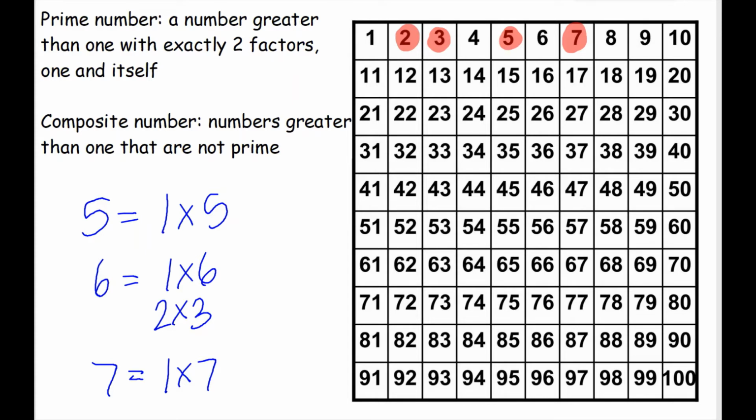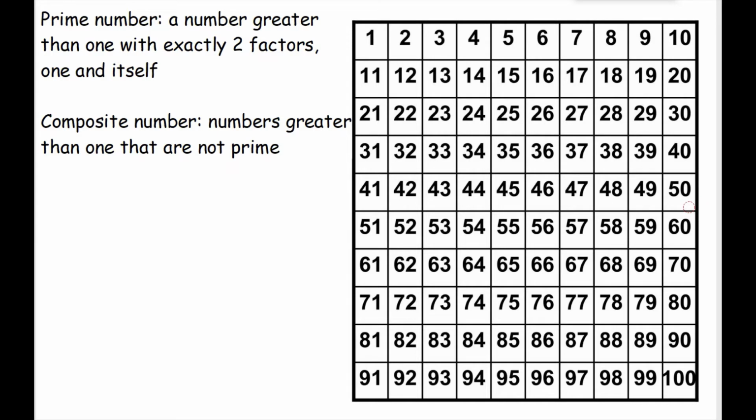Now, I'll show you an easy way to find all the prime numbers up to 100. More than 2,000 years ago, a Greek mathematician, Eratosthenes, I believe is how you say it, discovered a way to find prime numbers. His method for finding prime numbers was named after him. It's called the Sieve of Eratosthenes.